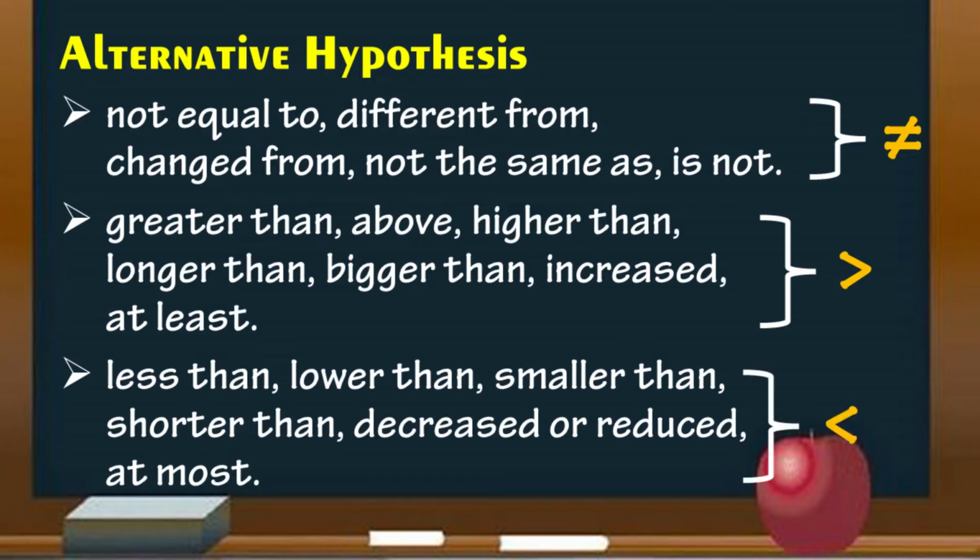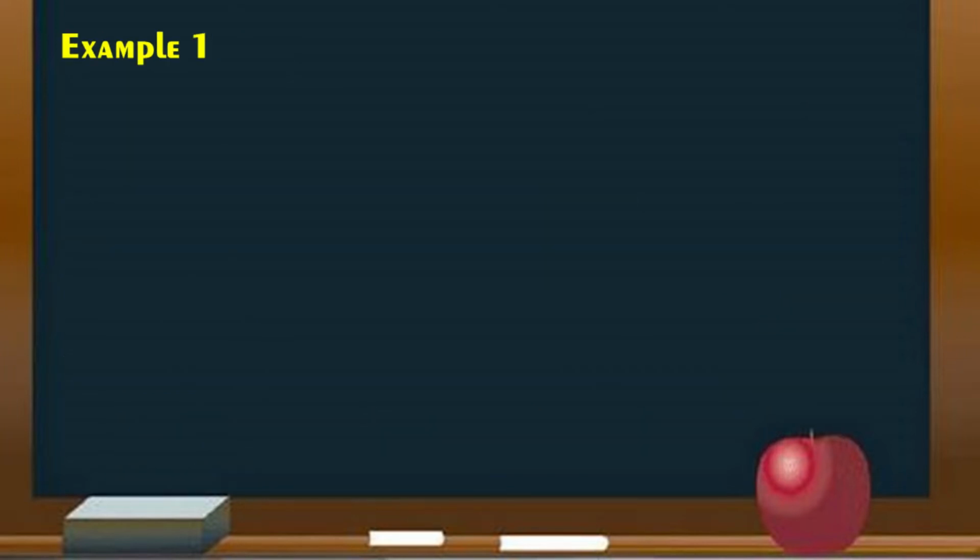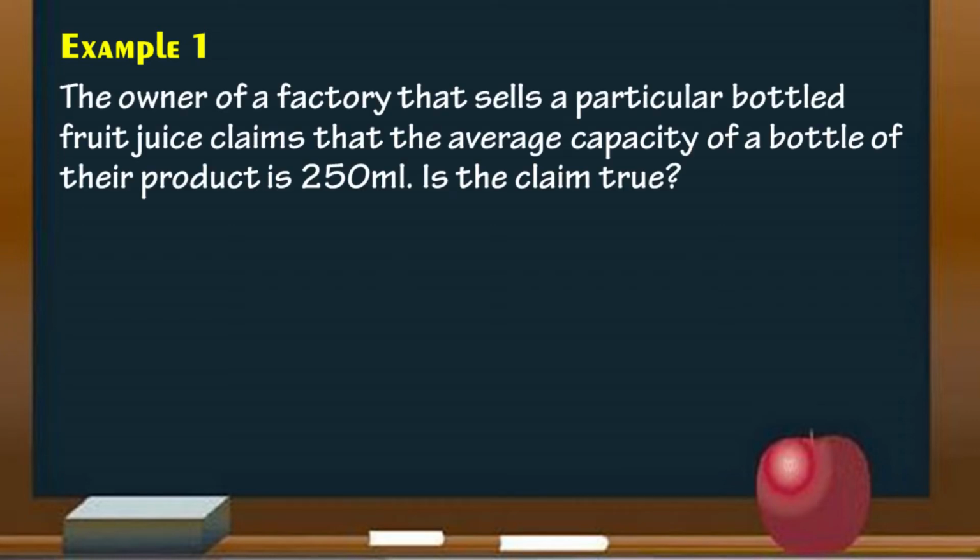Now let's try to formulate a null and alternative hypothesis. Example number 1. The owner of a factory that sells a particular bottled fruit juice claims that the average capacity of a bottle of their product is 250 ml. Is the claim true? First, formulate the null hypothesis in words and in symbols. To do that, look at the claim in the given statement. We have the average capacity of a bottle of their product is 250 ml.